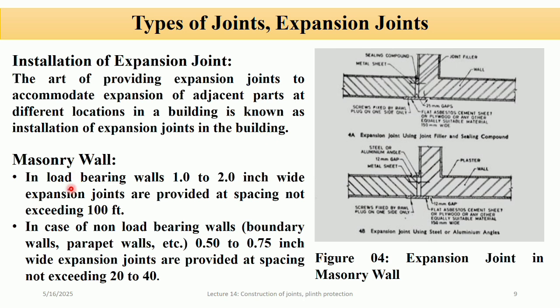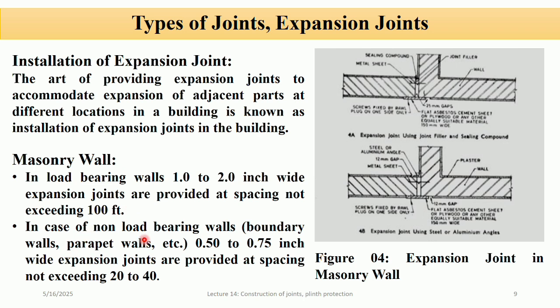Masonry wall. First, in a load bearing wall. The function of a load bearing wall is to carry the load of the building, for example from floors, roofs, etc. In this, expansion joints are typically 1 to 2 inches wide, and the spacing between the joints is 100 feet. Since these walls are structurally larger, the joint width and spacing help absorb greater movement due to loads and expansion.